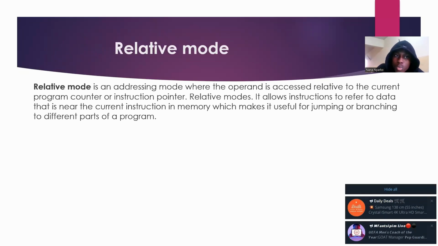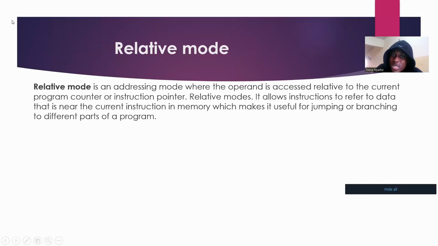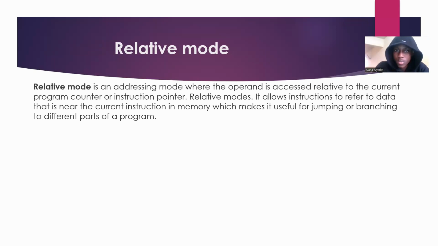Relative mode is an addressing mode where the operand is accessed relative to the current program counter or instruction. Relative mode allows referring to data that is near the current instruction, which makes it useful for jumping or branching to different parts of the program.